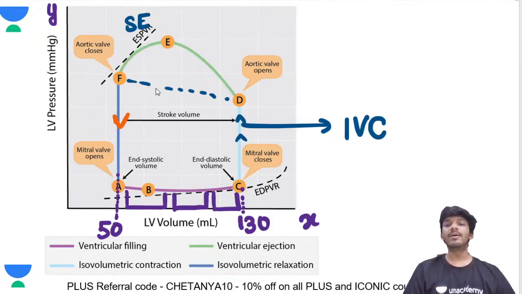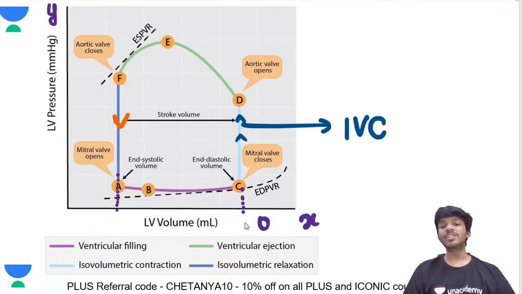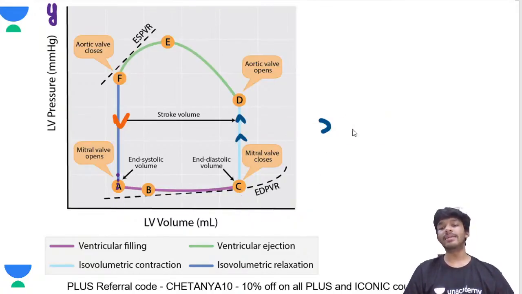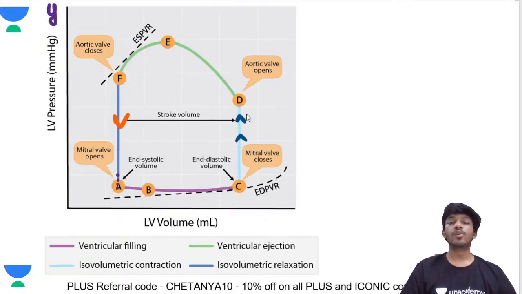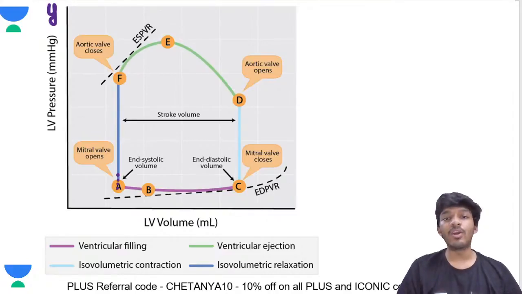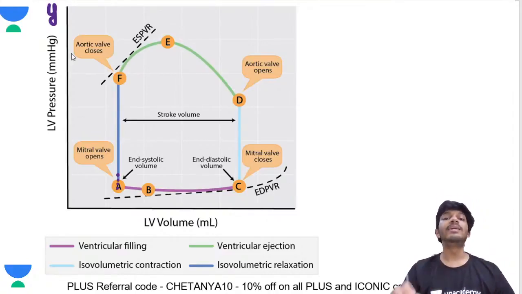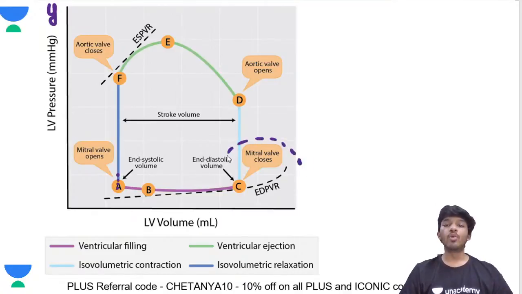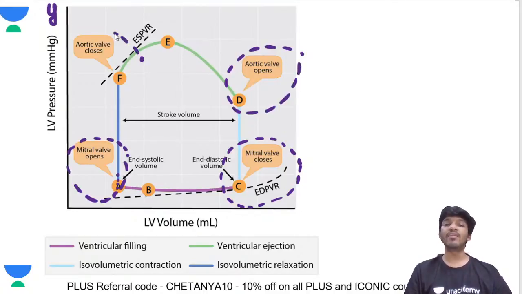Now you can understand all the phases in this particular diagram. What calculations can you do from this diagram? Sometimes they draw this image and ask which valve is opening or closing when. I have already written that in the diagram. The mitral valve closes just before isovolumetric contraction and opens before ventricular filling. The aortic valve opens before the ejection phase and closes just before isovolumetric relaxation.